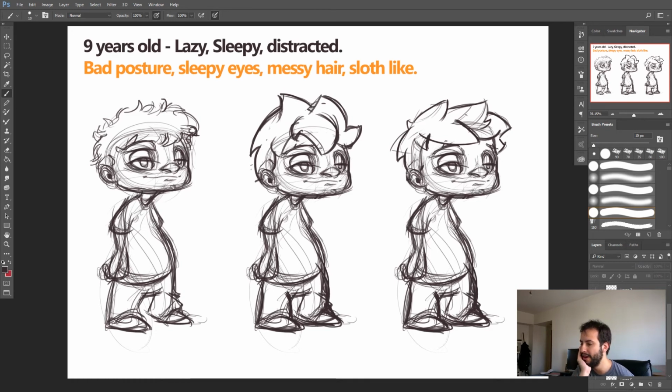But I'm going to try to be faithful to this third design, and I'm going to try to put the character in some quick poses to see what happens. They have to be really lazy poses because this is not a very active character anyway. So I'm going to start sketching and I'll get back to you with my conclusions.